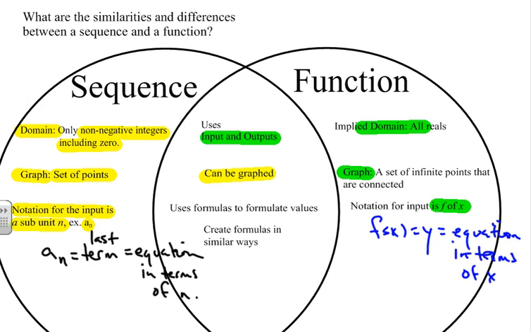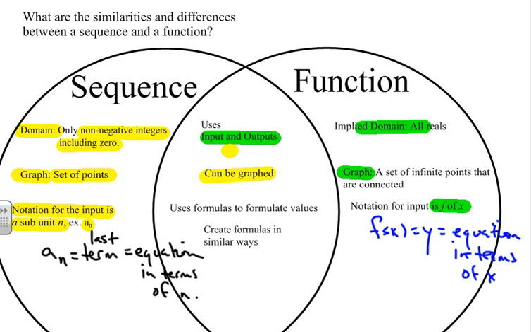They are very similar to functions. They have a domain, but only non-negative integers. They can be graphed, but there's only a set of points. And finally, we use a sub n and not f of x. But in any case, they both can be represented as equations, and they both can represent numbers.